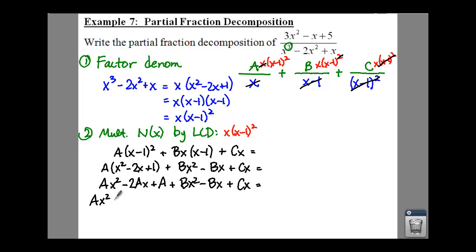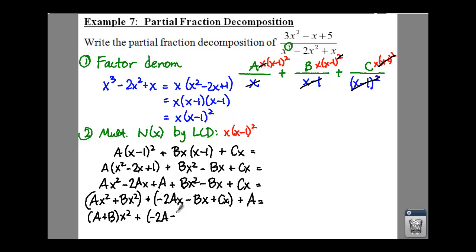So we're going to have Ax squared plus Bx squared. We're going to group these together because we're going to have to eventually take out an x squared. And then we're going to group together our x's. So we have a negative 2Ax minus Bx plus Cx, because we're going to take out an x, and then we have an A here. So once we factor out your x squareds, that's going to give you (A plus B) times x squared. We're going to factor out an x here, so it's going to give us (negative 2A minus B plus C) times x, plus an A. Now remember, this is equal to your original numerator.